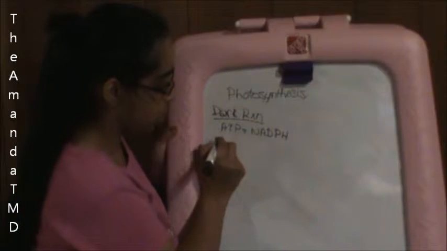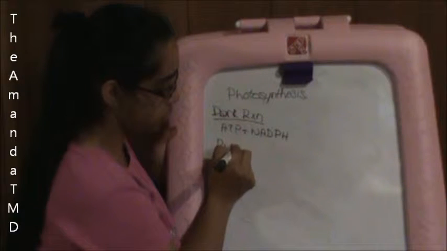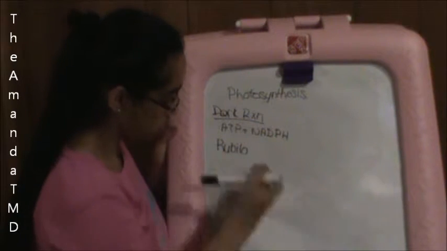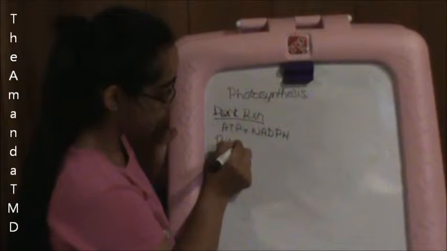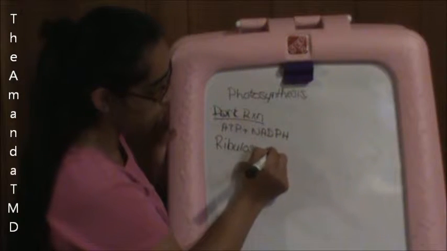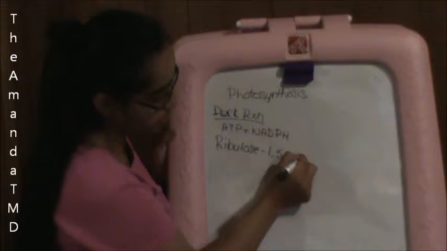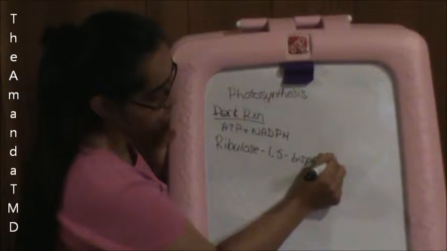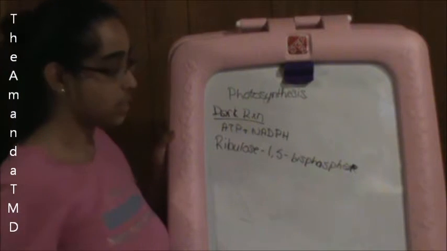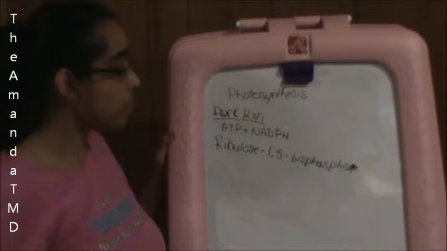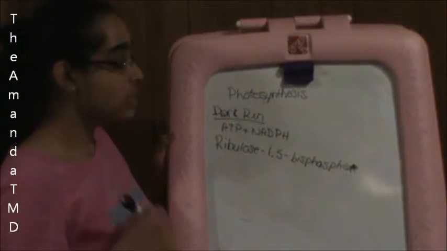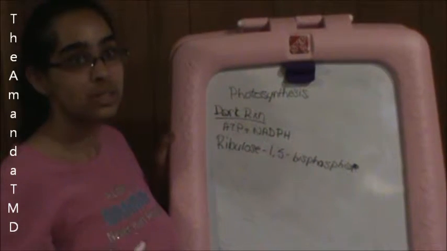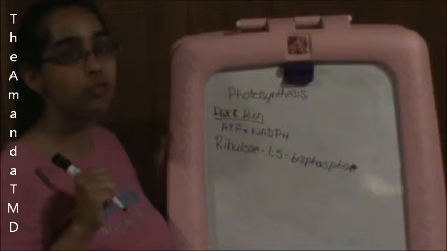So the dark reactions start off with a molecule called ribulose 1,5-bisphosphate, which is a 5-carbon molecule, which then absorbs carbon dioxide, and it runs the cycle about 6 times to give you 1 molecule of glucose.